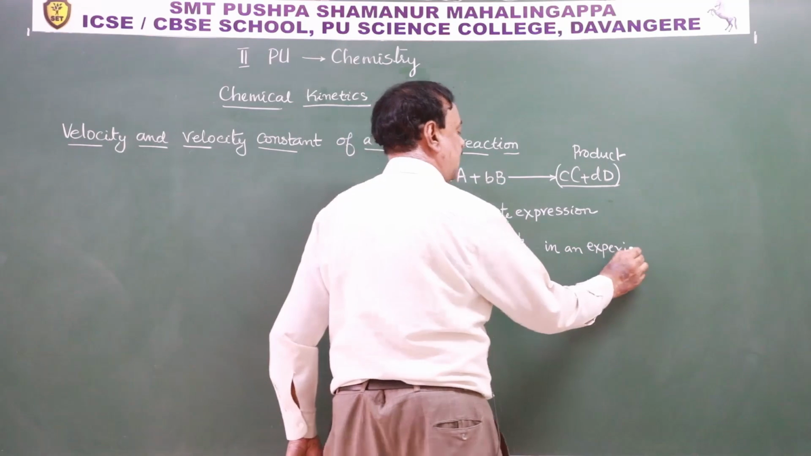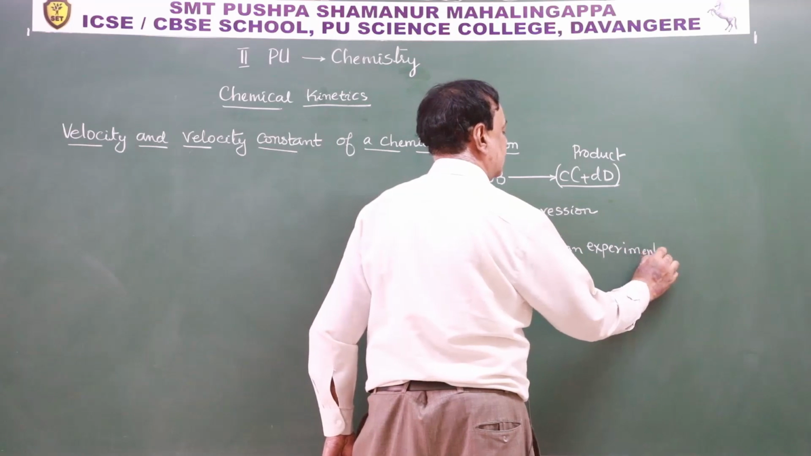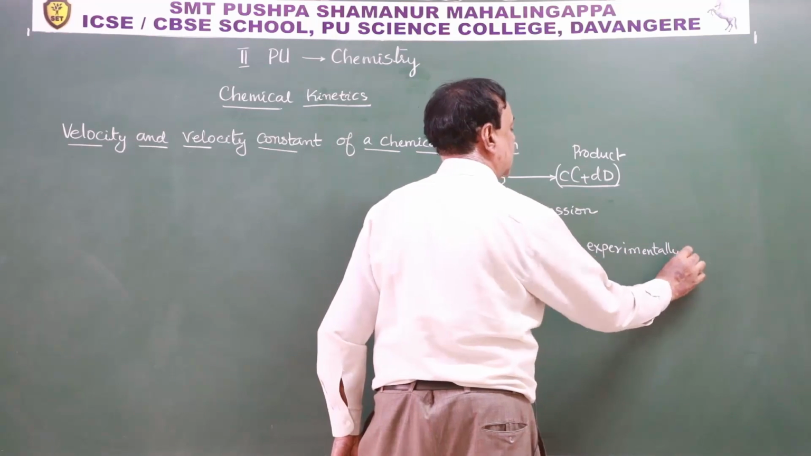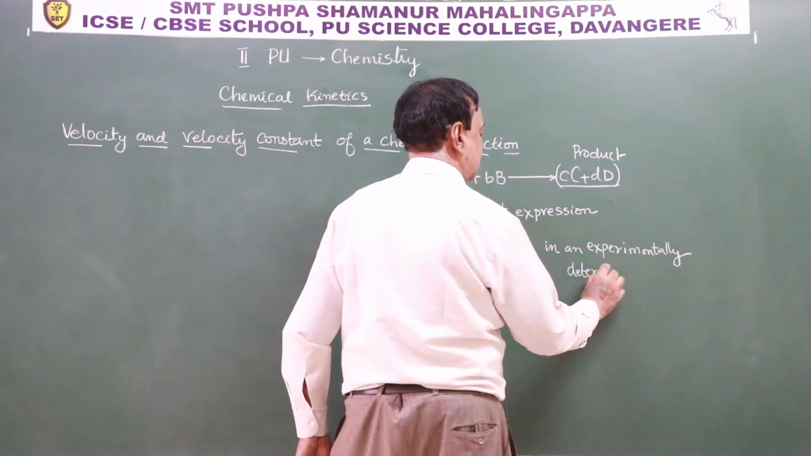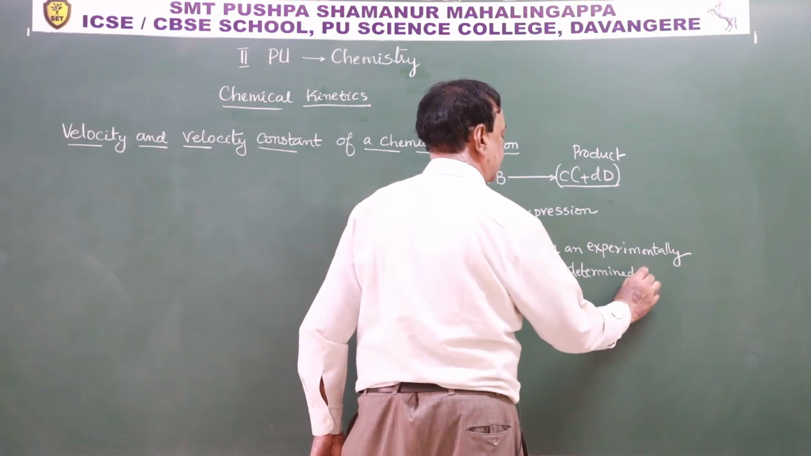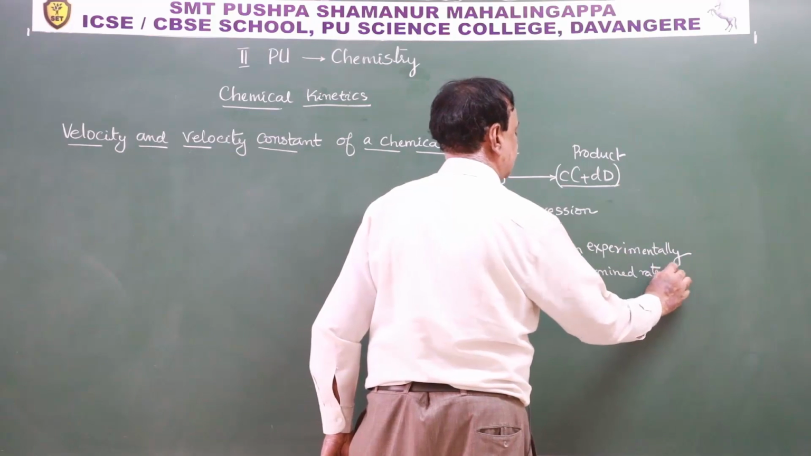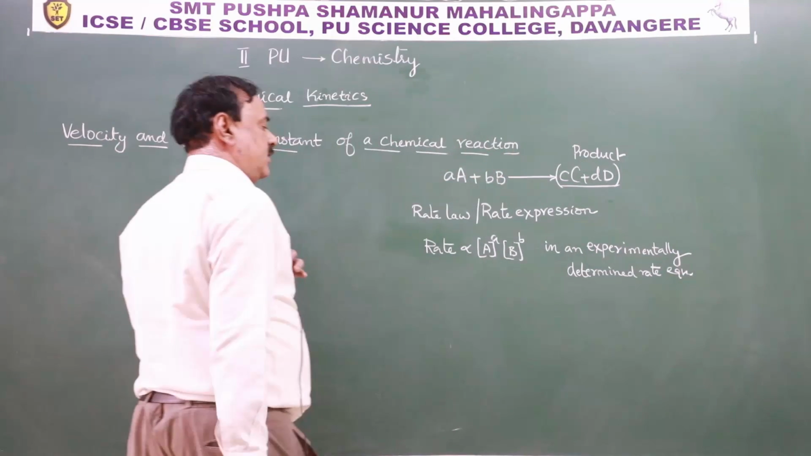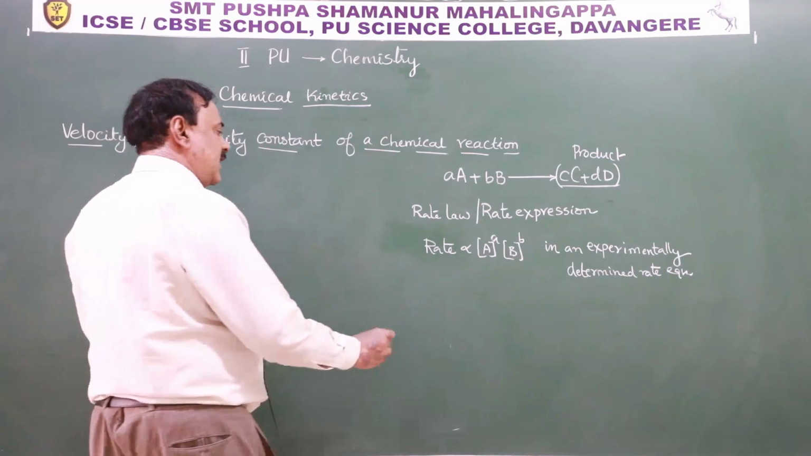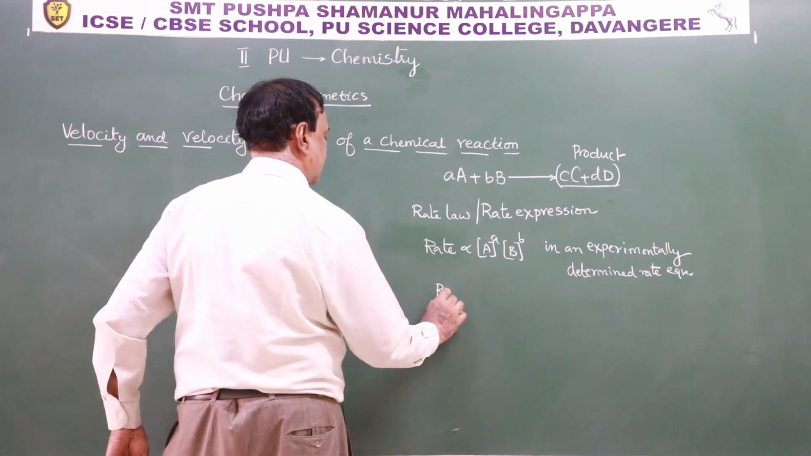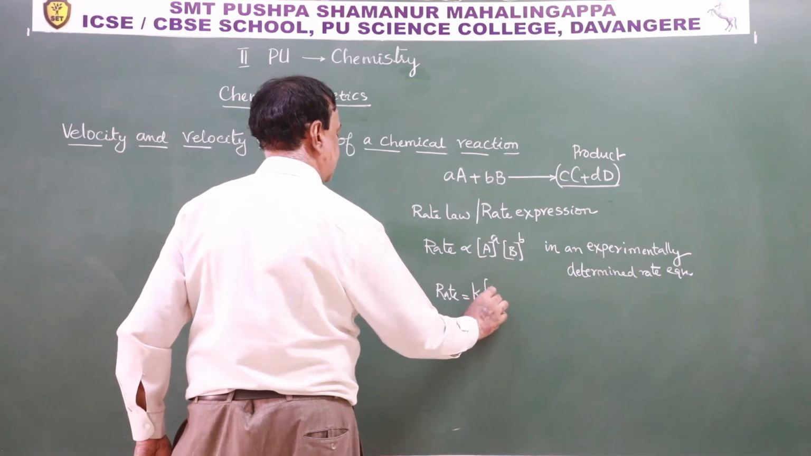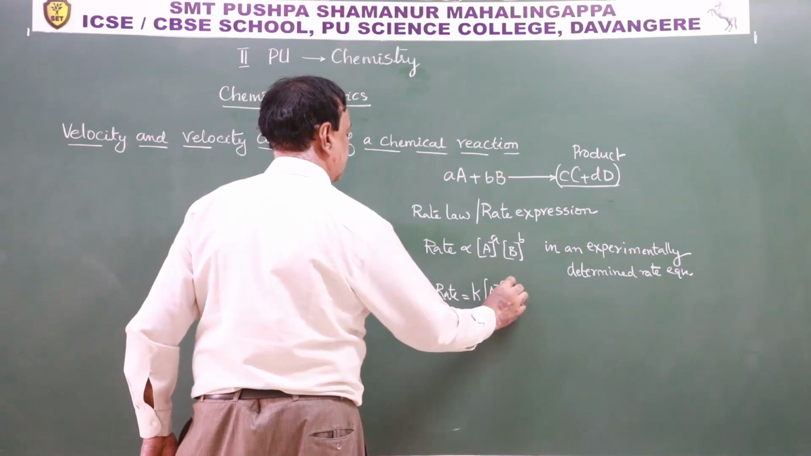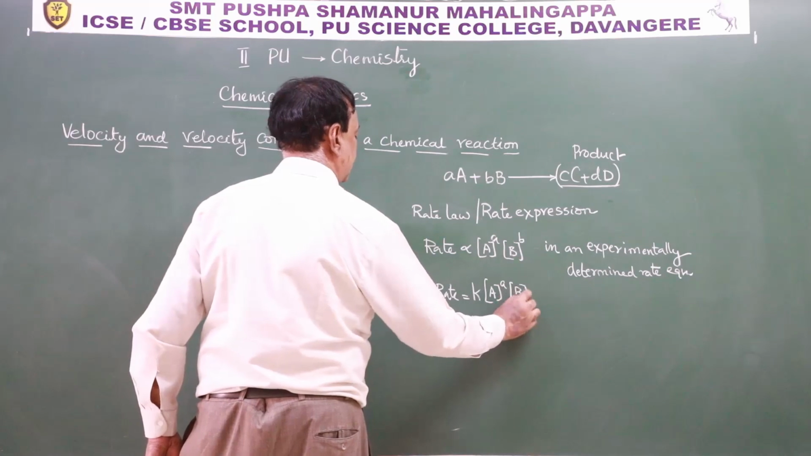In an experimentally determined rate equation, the rate is directly proportional to what? Rate is equal to K into [A] to the power of a, into [B] to the power of b.